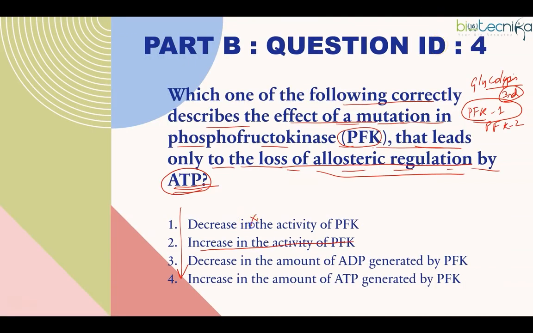Why not decrease? Because if ATP had been able to bind, it would have decreased. And decrease in the amount of ADP generated by PFK? If activity is increased, ADP will be increased, but it is saying decrease. That's why it is not correct. And PFK doesn't generate ATP. PFK utilizes ATP. That's why this is also not correct.